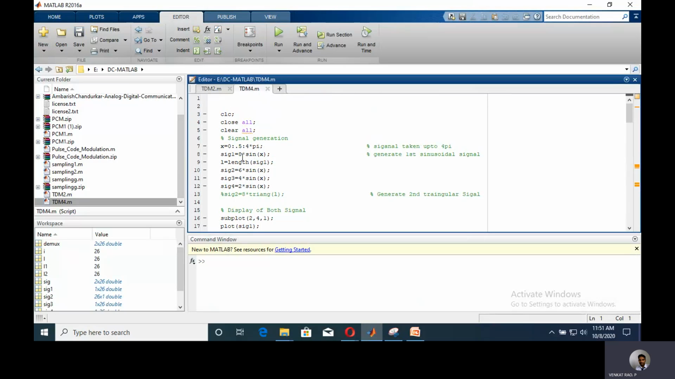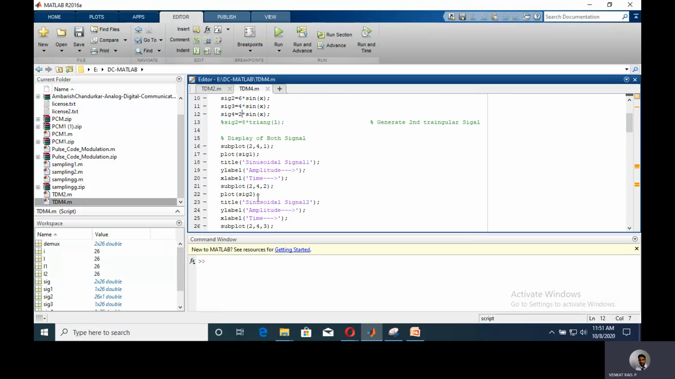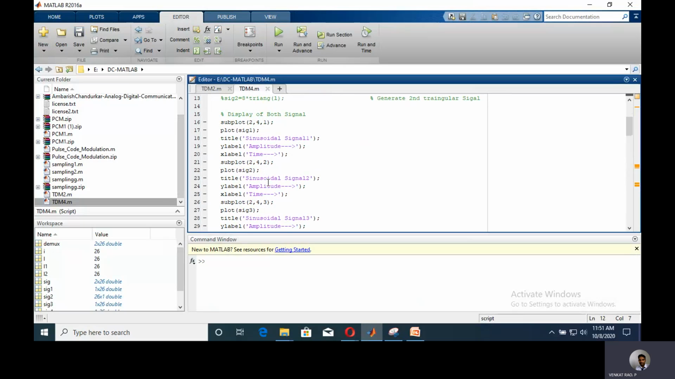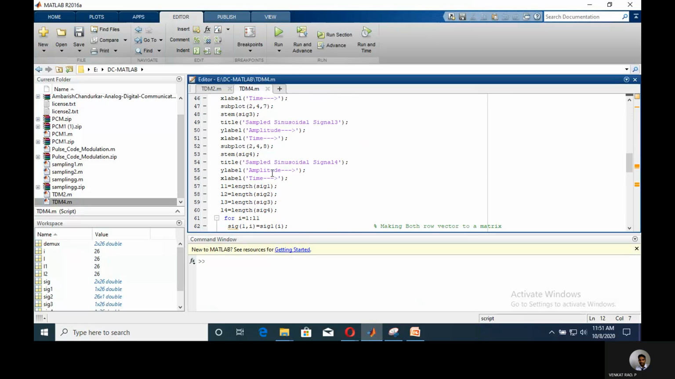I am taking all the signals as sinusoidal signals, but having different amplitudes. The first signal amplitude is 8 volts, then 6 volts, 4 volts, 2 volts. I am taking different amplitudes in order to differentiate the signals. Similarly, I am displaying the four signals in a single window, and all the sampled signals are also displayed for all four signals.